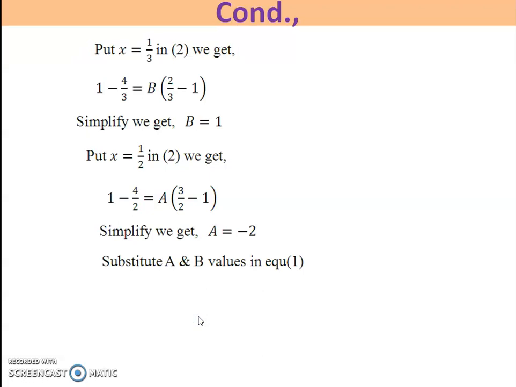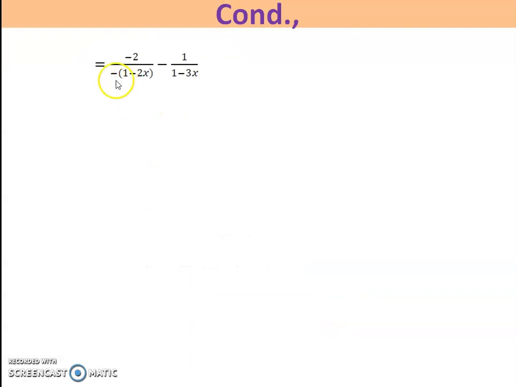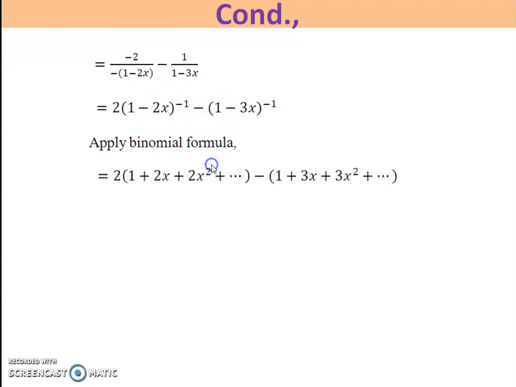Now substitute both the values of a and b in equation number 1. We get like this, right? We can apply binomial series only for 1 plus x or 1 minus x. So we can arrange like this. Take minus term common. Now see the denominator, 1 minus 2x, 1 minus 3x. We can write like this, so we can apply binomial series. Okay, apply binomial formula, right?